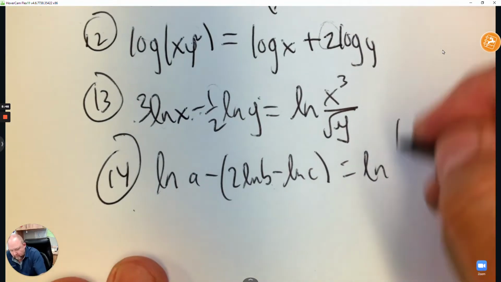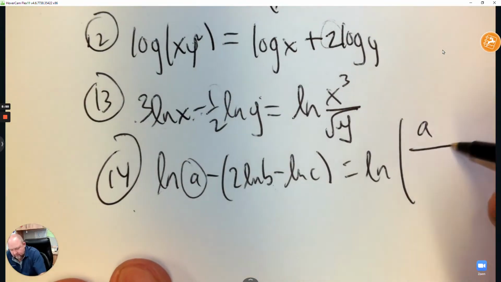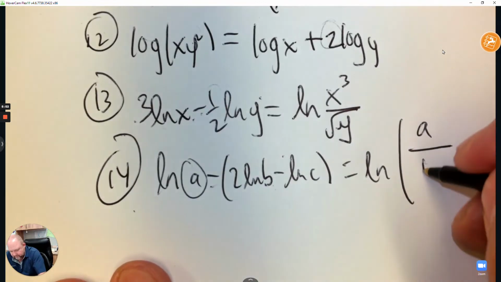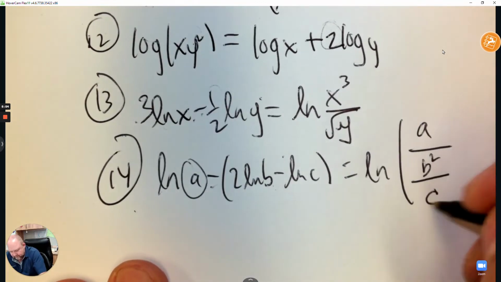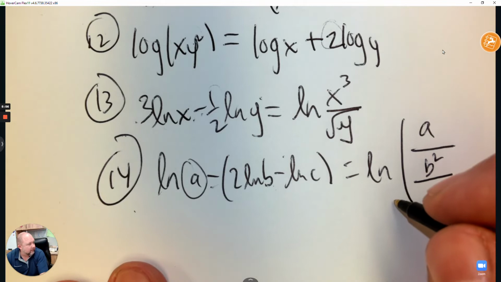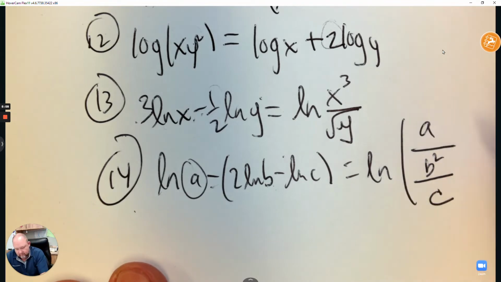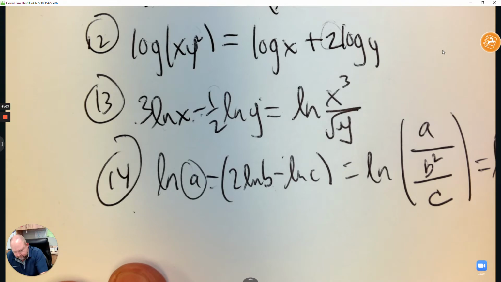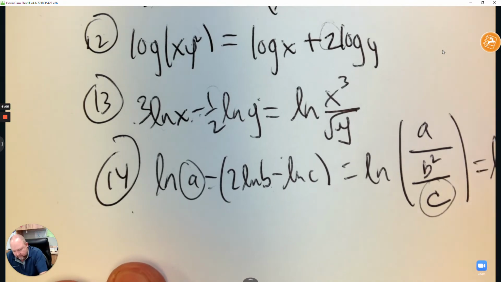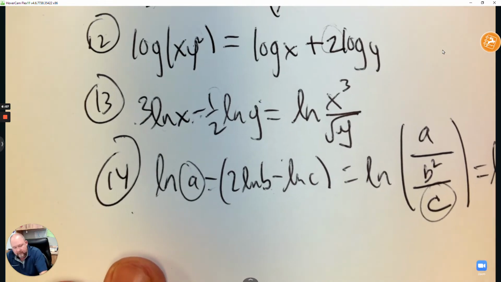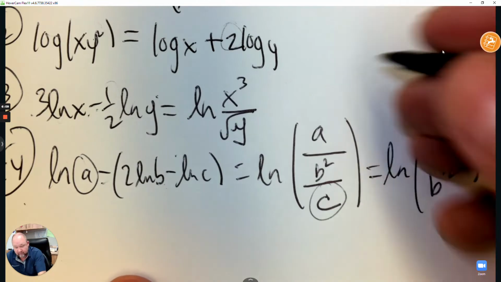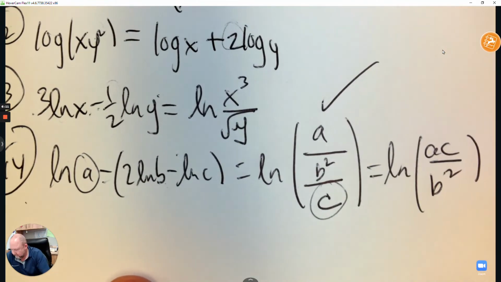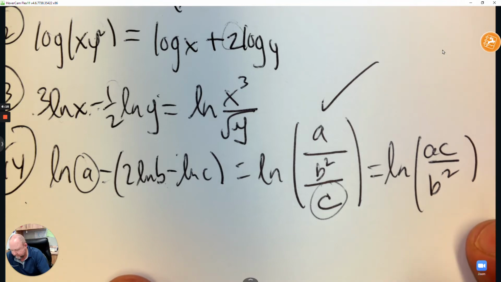Number 14. So to write this as 1 logarithm, we have a divided by b squared divided by c. We could multiply by the reciprocal, and then the reciprocal would make a times c be in the numerator. But this is a good answer too. Number 15.